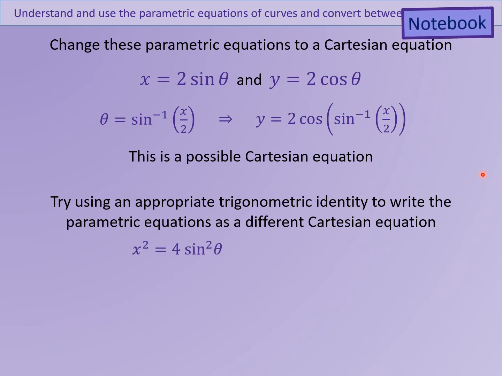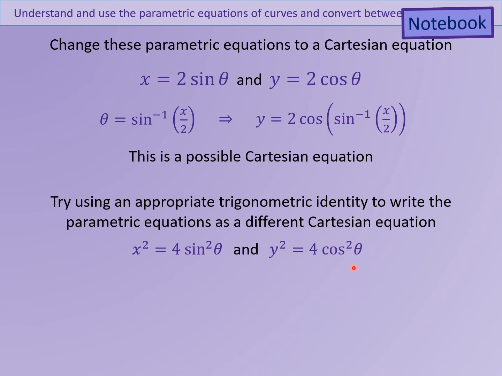Sine squared plus cos squared equals 1 can be used to simplify these two equations and make them into a Cartesian equation. So what I'm doing is rearranging to get sine squared. How can I do that? I'm just squaring everything. So 4x squared is x squared, 2 squared is 4, sine theta squared is sine squared theta. I could do the same for y.